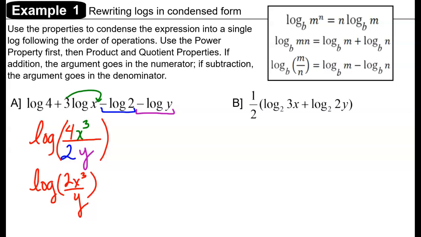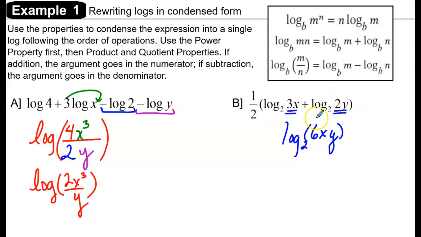Okay, in example B, we can start by evaluating what's in parentheses here first, following our order of operations. So we'll go ahead and condense. We have a log base 2, and this is a positive and a positive. So there is no subtraction, so we won't need the quotient property. We're going to just use the product property in the parentheses to condense this into the product of 3x and 2y. And 3 times 2 is 6, and then xy.